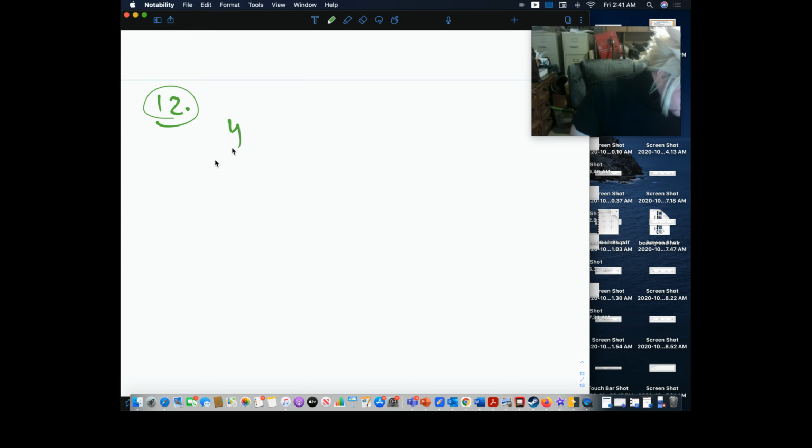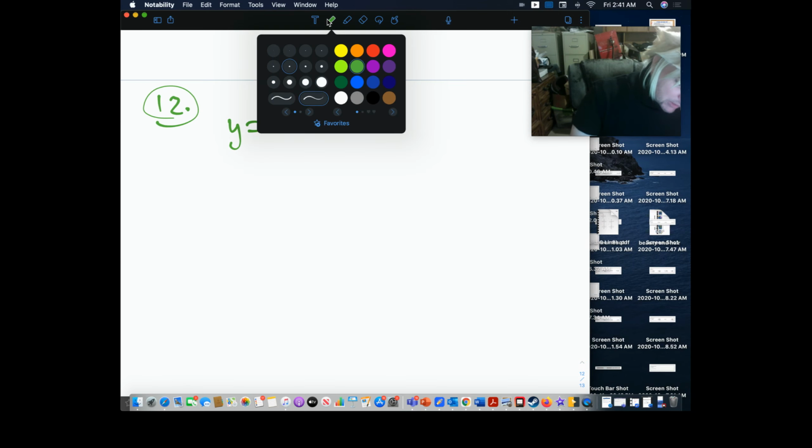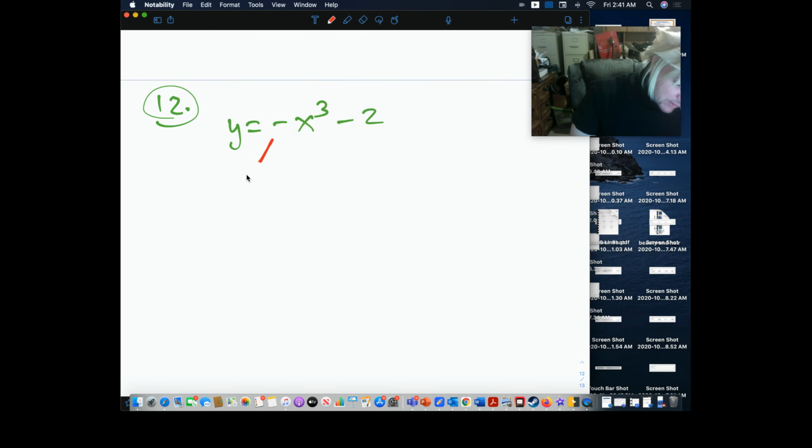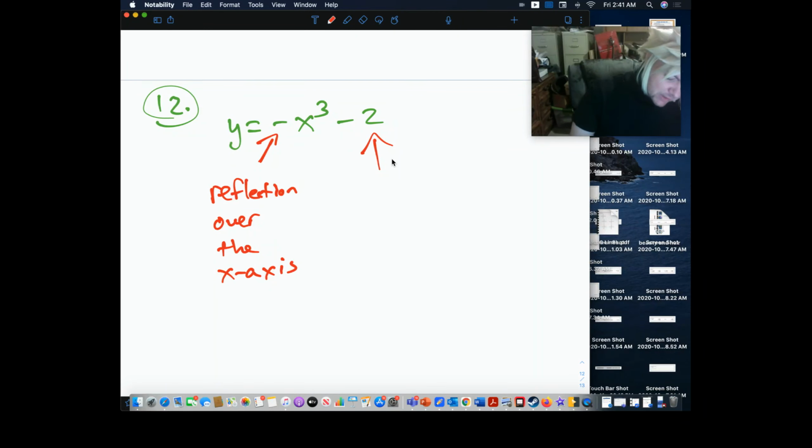All right, number 12. We got y equals negative x cubed minus 2. So what's that negative in front going to do? You should be telling me it's a reflection over the x-axis. What does that minus 2 do? It's on the outside. It's not related directly to x, so this is going to shift down 2.